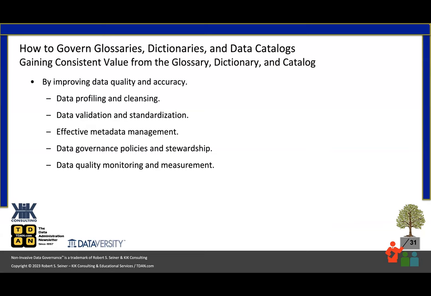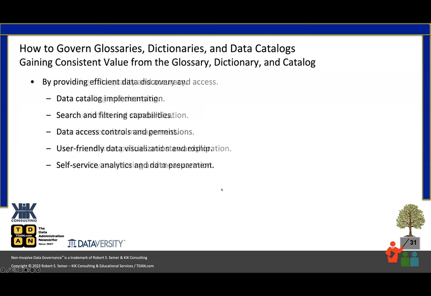By improving the data quality and the data accuracy, again, you're going to gain consistent value from these tools. By setting standards and putting those standards into your data dictionary, now you have something to compare the quality of data to, to do profiling against, to do cleansing against, validation, standardization. Again, there are a lot of ways to gain consistent value from your glossary, dictionary, and catalog tool. This is just a handful of things for you to consider as you move the governance of your tools and of your data forward.